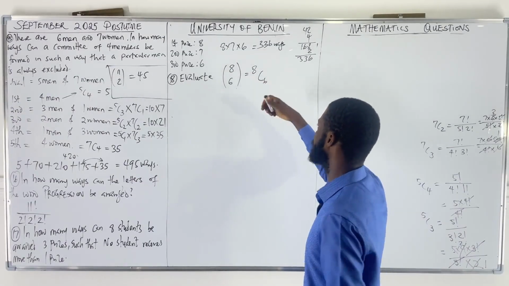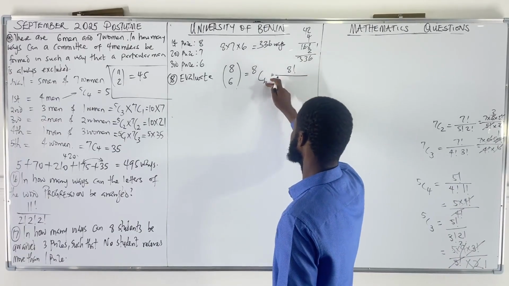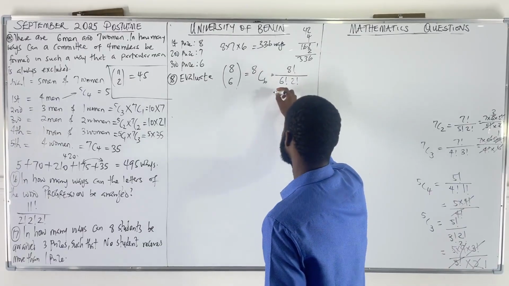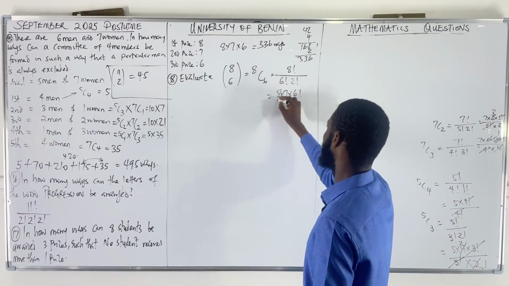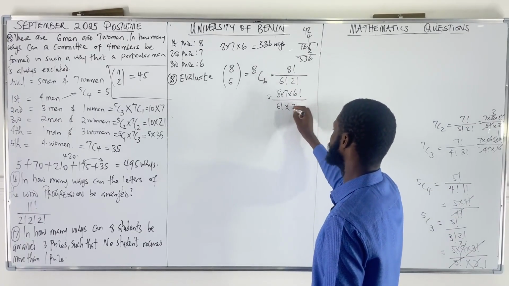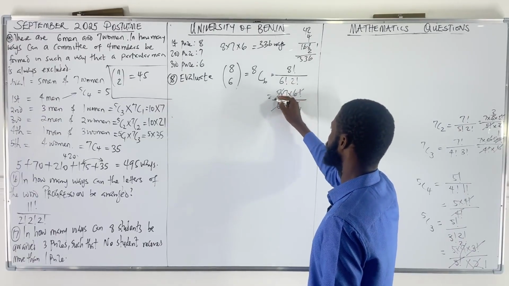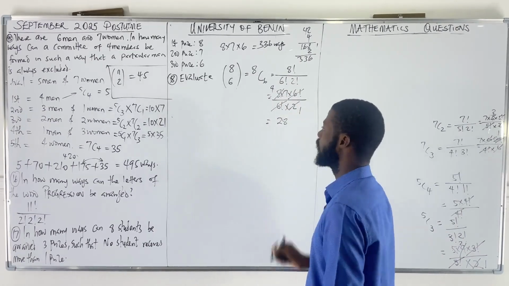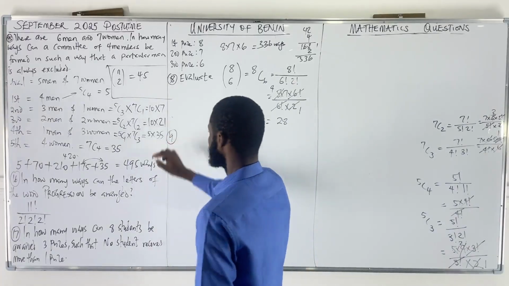So this is 8 combination 6. So this will be 8 factorial divided by 6 factorial times (8 minus 6) factorial, which is 2 factorial. Now 8 factorial is 8 times 7 times 6 factorial, and the 6 factorial will cancel out the 6 factorial. 2 factorial is 2, 2 into 8 is 4, so 4 times 7 is 28. So that will give us 28. Let's go to question 19.